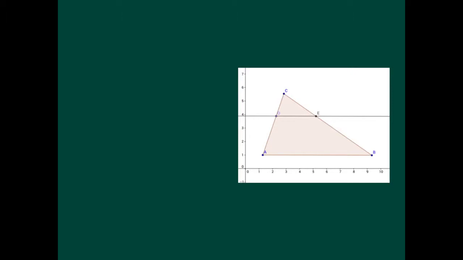So the side splitter theorem, or you might hear it called the triangle proportionality theorem, tells us that if a triangle has a line constructed through it that's parallel to one of the other sides, right here, then the two sides that were intersected by the line, this one and this one, are divided up proportionally.